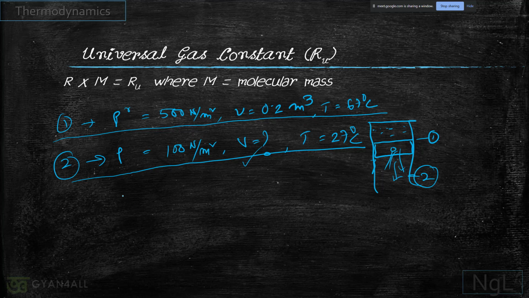Simple, we will use the universal gas law, P1 V1 by T1 is equal to P2 V2 by T2. Here we do not need the mass. So from this equation we can find the value of V2.